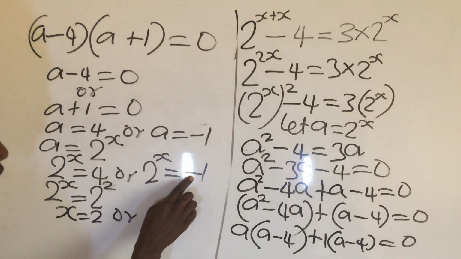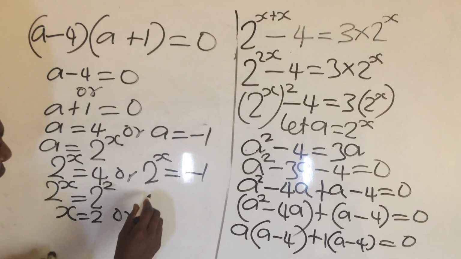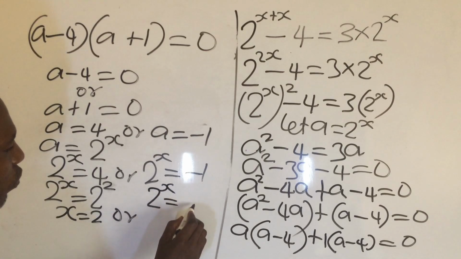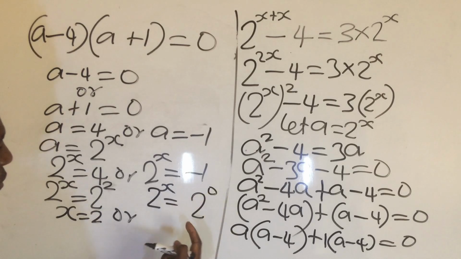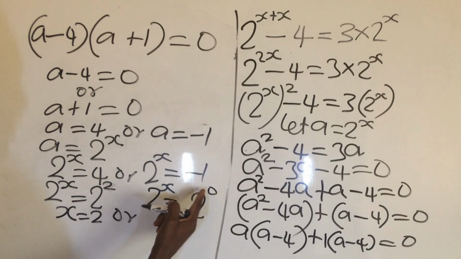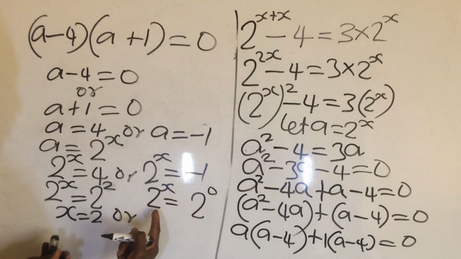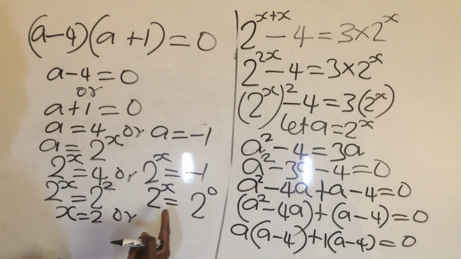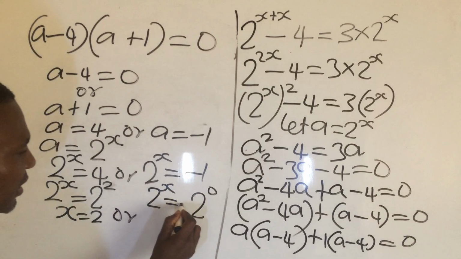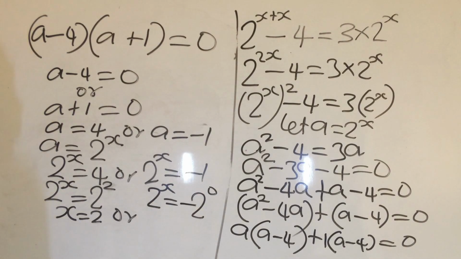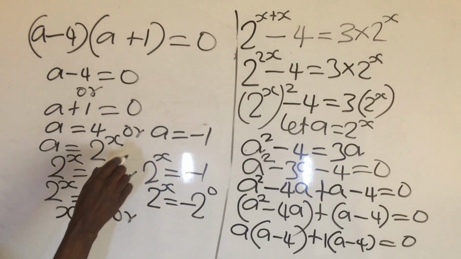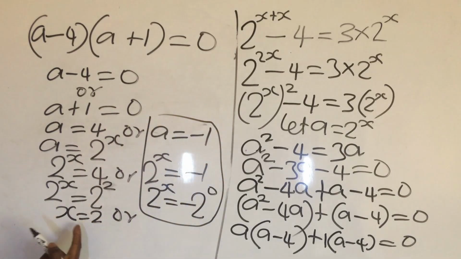Because if there was no minus number here, we would have said it this way: raised to power 0, because any number raised to power 0 will give us 1. Since there are base 2, we can have the power to say that x equals 0. But this minus is in front of it, so it cannot work. Therefore, we forget this one and pick this one as our answer, okay? So finally, the answer of this expression is x equals 2.